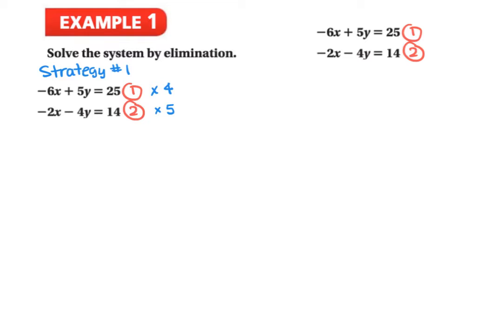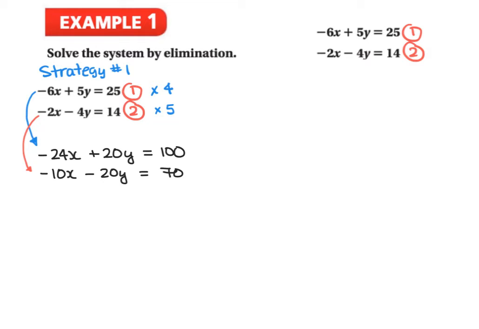If I multiply both equations, I'm now going to have negative 6 times 4, which is negative 24x, and 5y times 4 is positive 20y, and 25 times 4 makes 100. Now for the second equation, negative 2x times 5 makes negative 10x, and negative 4y times 5 gives me negative 20y, is equal to 14 times 5, which is 70.